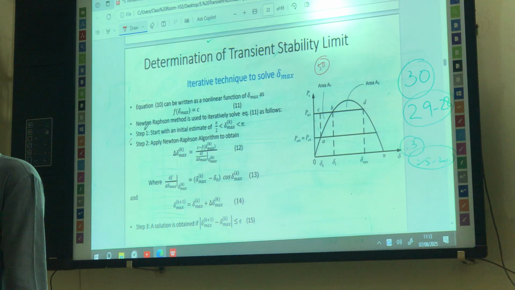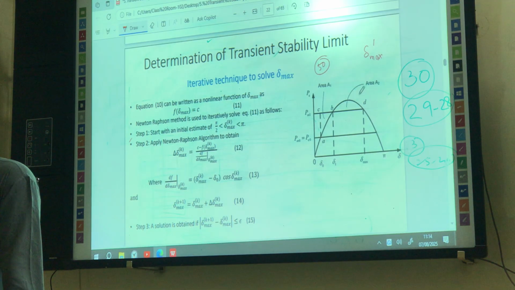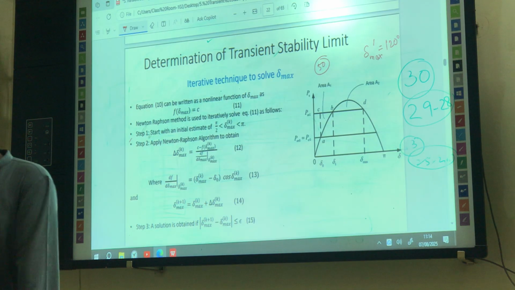So this is the first step: you have to start with an initial guess. Let's say that initial guess is your delta max for index k, or let's say this is the first value, delta max 1. Let's say you have started with this value, and you have taken it as 120. What is the next step?